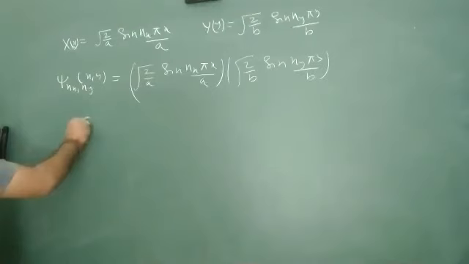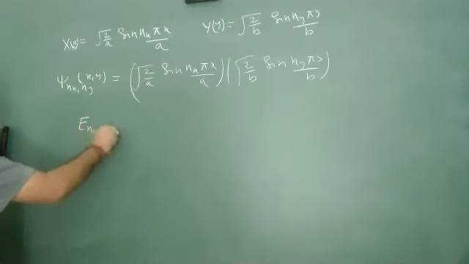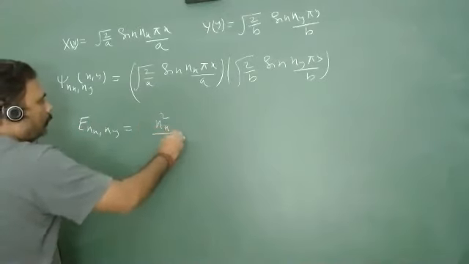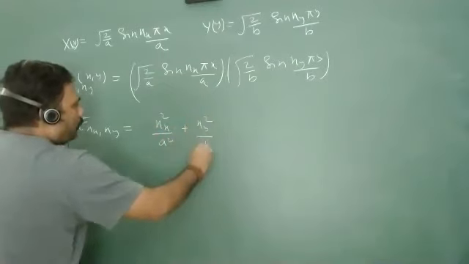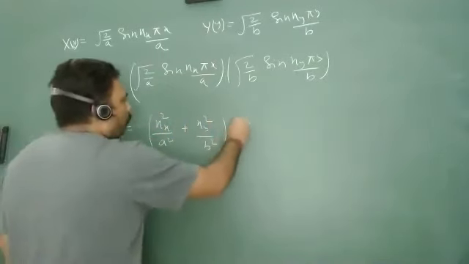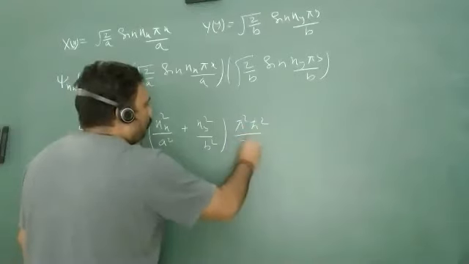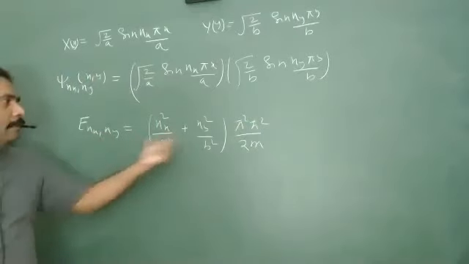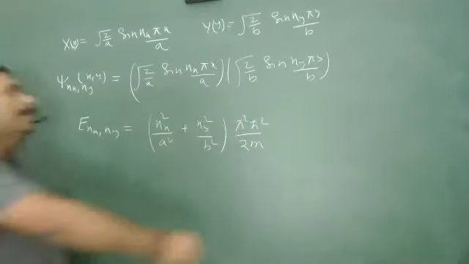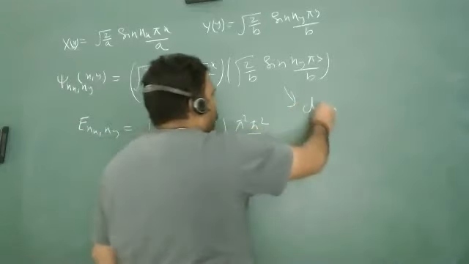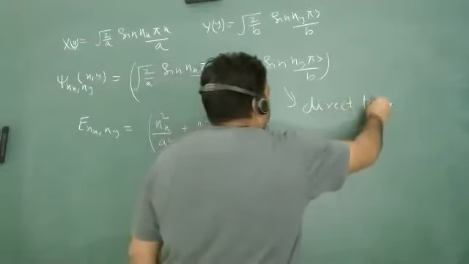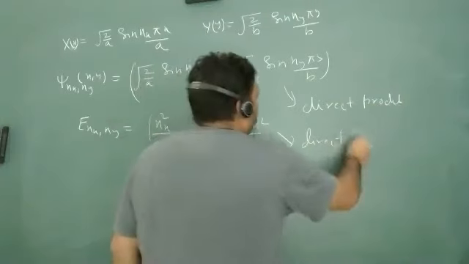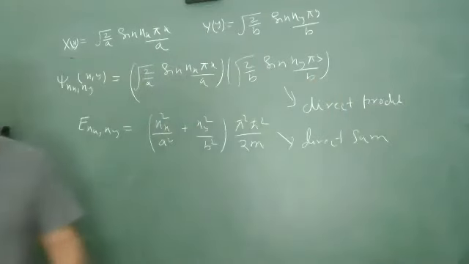And what is E nx ny? E nx ny is equal to nx square upon a square plus ny square upon b square, that will be pi square h cut square upon 2m. So this will be E nx ny. So the energy eigenvalue is a direct sum. This is direct multiplication, direct product, and this is what? Direct sum. That's it. One is direct product.